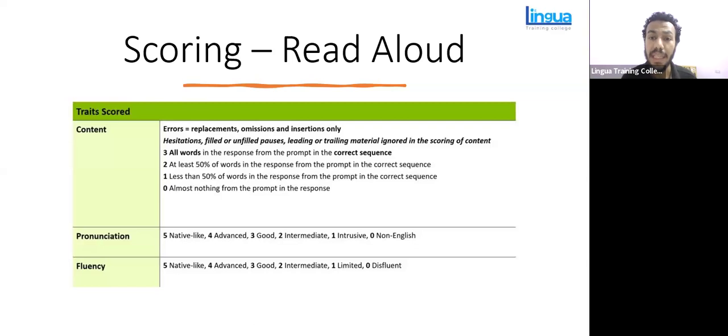You are scored in this question on the content, pronunciation, and fluency again, but the criteria in content is a bit different from the first question, which is, sorry, that has to be scoring repeat sentence, not read aloud. So let me fix it in a second.